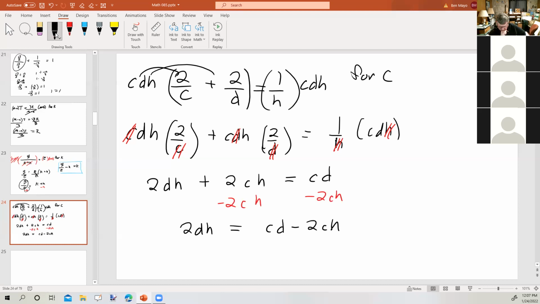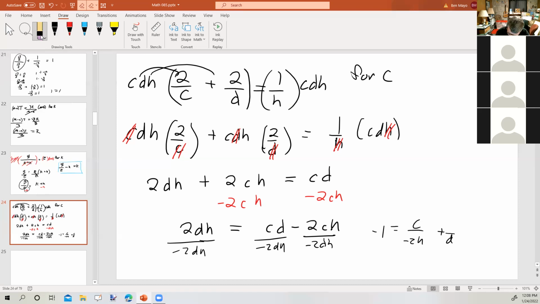Now comes the tricky part. I need to get C by itself. Can we divide by negative 2DH? Well, we could do that, but we'd have to divide each thing by negative 2DH. Which would give you negative 1 equals C over negative 2H plus C over D. So that wouldn't really get C by itself. I mean, that was a good idea, but can you see that it's not going to accomplish what we need? Yeah. Okay.